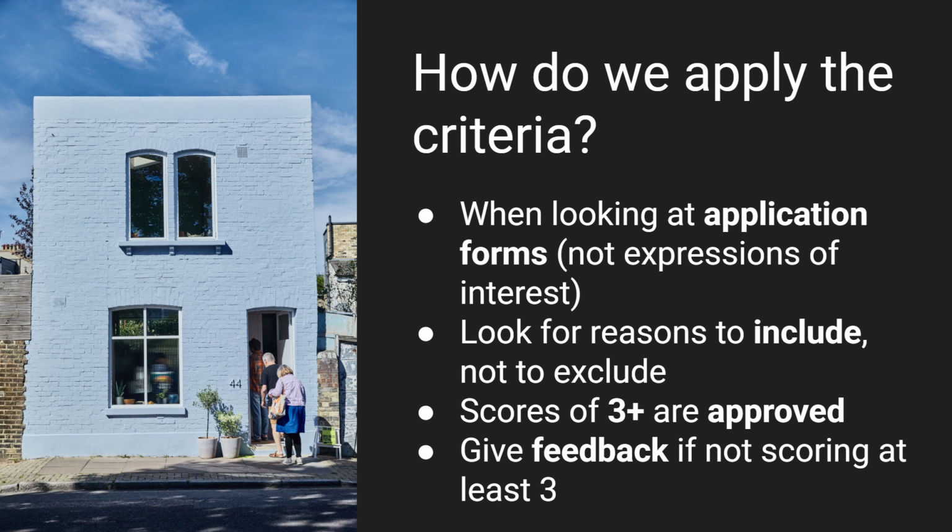Okay, so how do we apply the criteria? We do it when we're looking at application forms, not expressions of interest. As you might have seen, if you've never taken part in the festival before, we ask you to complete a short expression of interest form and then to follow it up with a full application form. For people who've taken part before, whether it's 1 year or many years, we just ask them to do the application form. So that's the point at which we apply the curatorial criteria, the longer application form. Like I've been saying, we look for reasons to include, not to exclude. So we try to be really positive in how we apply the criteria.